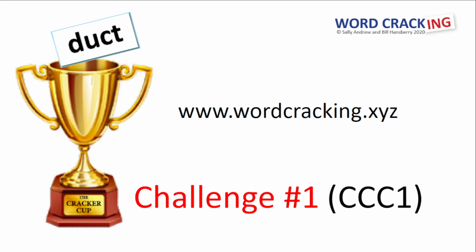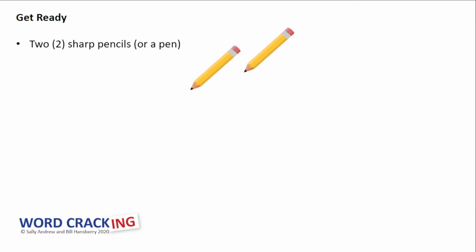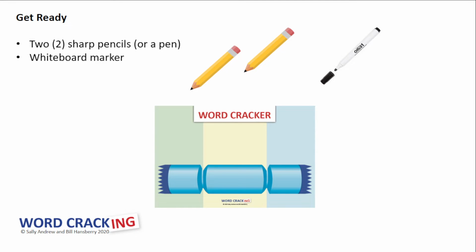So before we get into looking at the meaning of the base duct, let's get ourselves set up. We're going to set up the same way every week. You're going to need to have 2 sharp pencils or a pen. If you have a word cracking student whiteboard, you'll need that, and a whiteboard marker ready to go with. If you don't have these, your normal whiteboards will do, but we just need to make sure that we draw some lines on them to show divisions between bases, roots, prefixes, and suffixes.